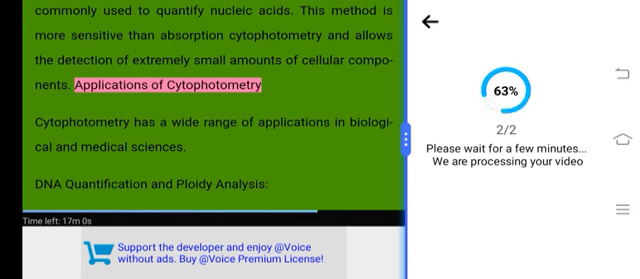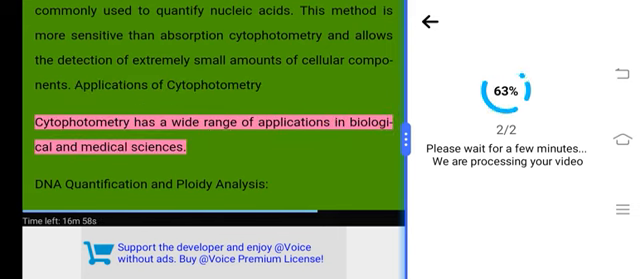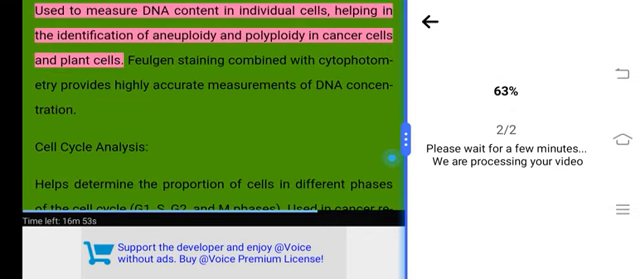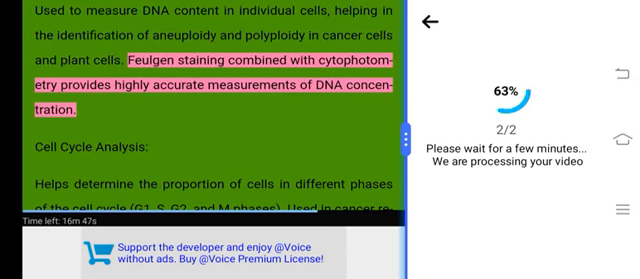Applications of cytophotometry. Cytophotometry has a wide range of applications in biological and medical sciences. DNA quantification and ploidy analysis. Used to measure DNA content in individual cells, helping in the identification of aneuploidy and polyploidy in cancer cells and plant cells. Feulgen staining combined with cytophotometry provides highly accurate measurements of DNA concentration.